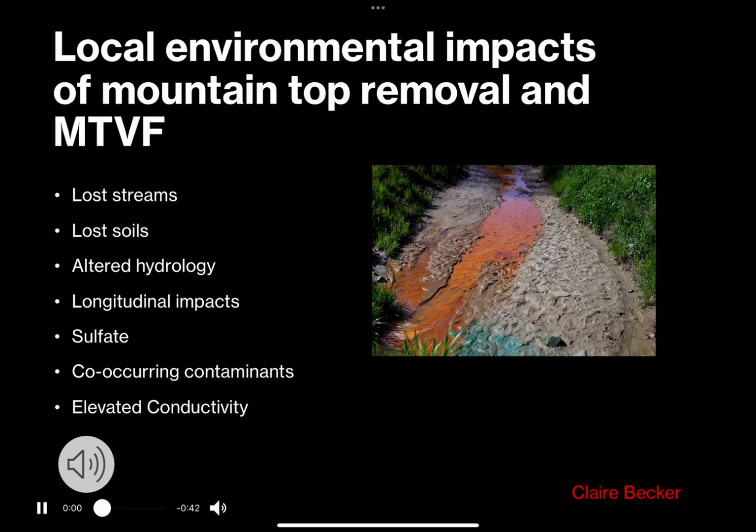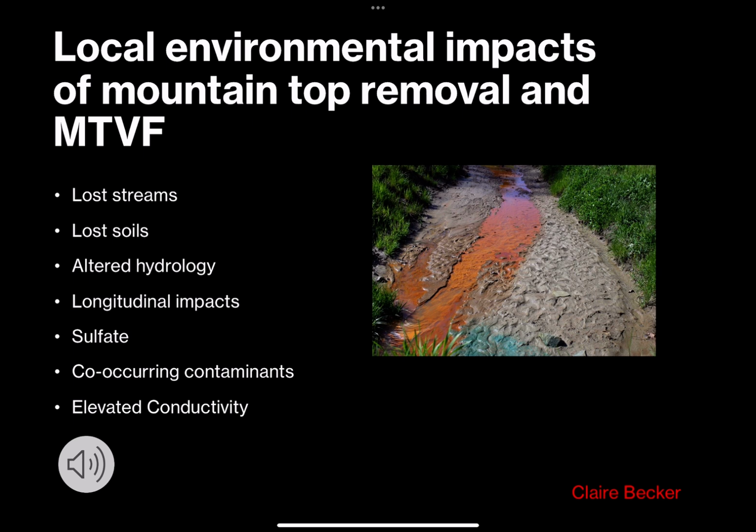As seen on the slide, there are many local environmental impacts of mountaintop removal and MTVF, but I'll be going over just a few of these today. Starting out with lost streams, this is the most evident impact of MTVF on an aquatic ecosystem. These are stream segments that are buried beneath valley fills, mined, or converted into waste treatment systems in the form of ponds. MTVF leads to a net loss of stream habitat and ecosystem function in the watersheds in which it occurs.